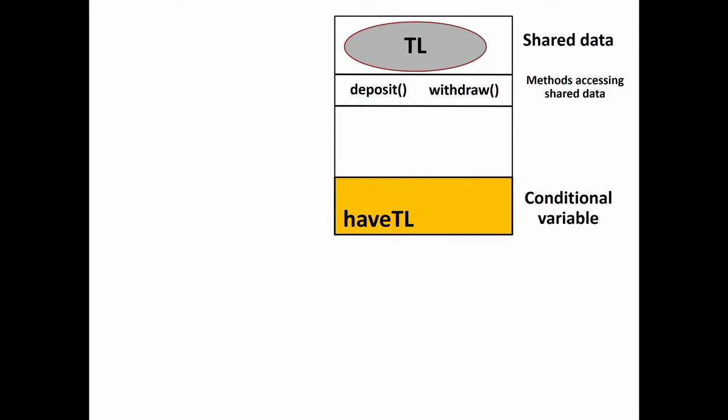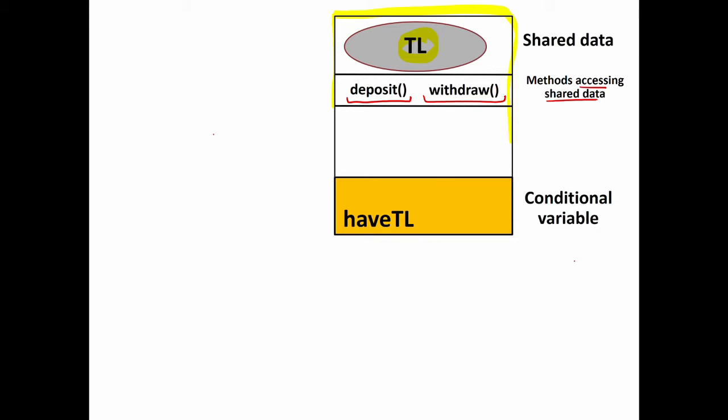Now let's consider a bank. This is our monitor here, the whole building, and we have some shared data. In this case, we have Turkish lira deposited in the bank. Along with this, we also have two methods, deposit and withdraw, and these are methods that access this shared data. And then we have a condition variable. Now let's see how it works.